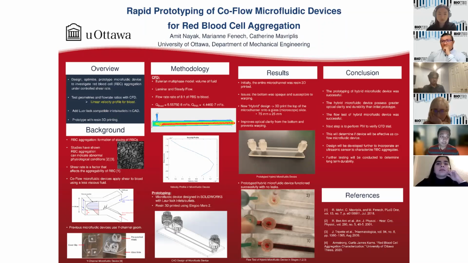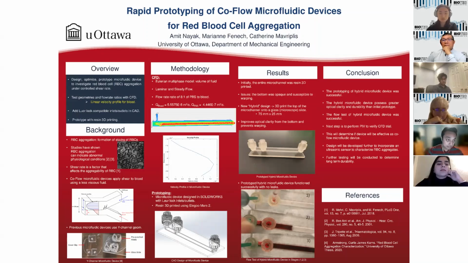There are many factors that can affect red blood cell aggregation, and shear rate is the one that we're most interested in. There's an inverse relationship between shear rate and red blood cell aggregation. The higher the shear rate, the less aggregation, and the lower the shear rate, the more red blood cell aggregation occurs. So essentially, we would like to use Coflow microfluidic devices.